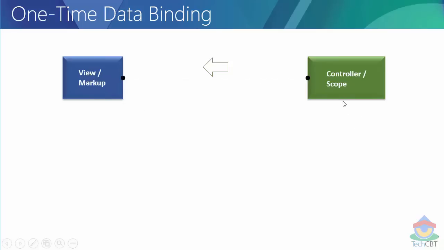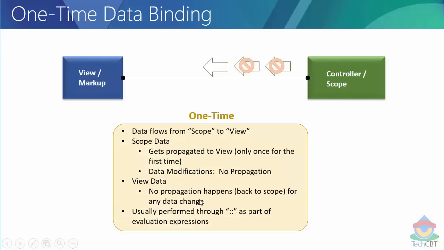And for some reason, if scope gets modified, the second information, or say the new modifications, will never be sent to view. Those will be kept only at the scope and will never be propagated to view. And that is one-time data binding. So which means view receives the information only once from the scope, and that too at the very beginning. Let us see more in detail.